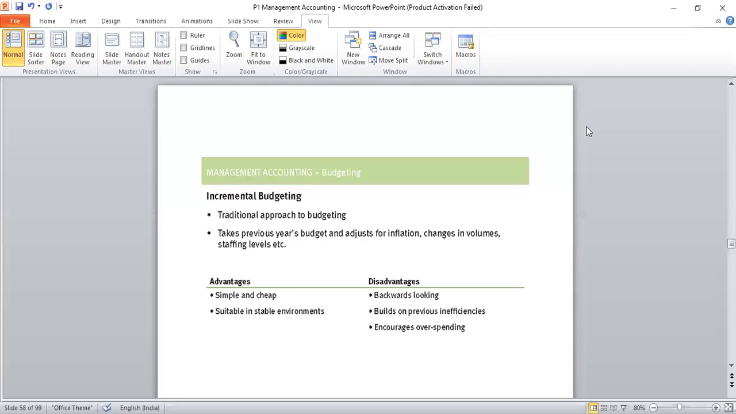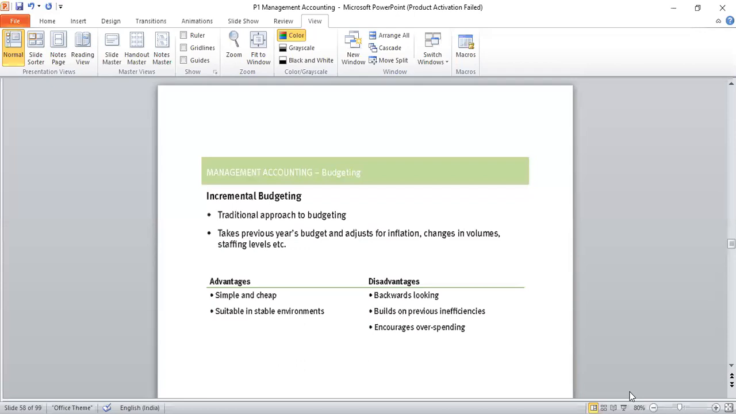The disadvantages are: it is backward looking. Then it builds on previous inefficiencies. That is one very important thing. In the past, if they prepared the budget and certain inefficiencies were included in it, those things will creep into the future as well, because they are taking that as the base. So if the base budget has certain excess amounts or not properly controlled costs included in it, they will continue into the future as well. So that is a disadvantage. So it builds on previous inefficiencies.